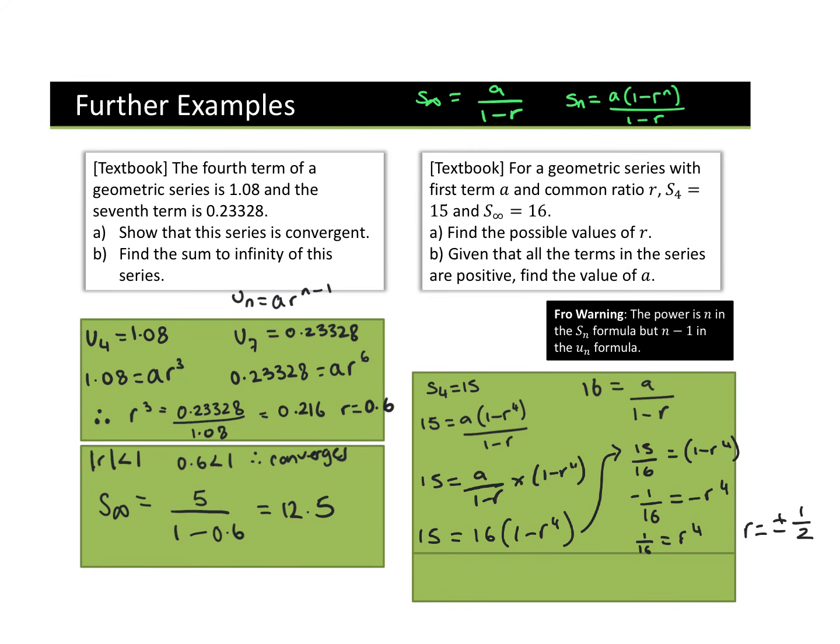Part B says, given that all the terms in this series are positive, because it tells us that all the terms are positive, we now know that r equals a half must be the actual answer. But for the one before, if you didn't put plus or minus, you will lose a mark. Okay? And it tells us find the value of A. Well, we know that 16 multiplied by 1 minus R is going to give me A. So 16 multiplied by a half is going to give me A. So my A is 8. Okay, and I've just substituted that in to this formula here.